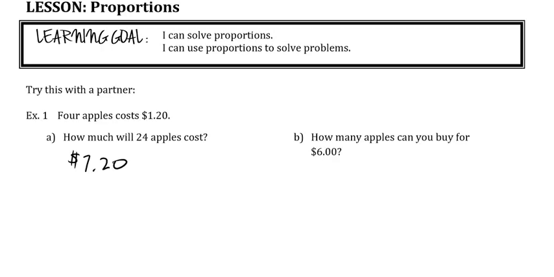A lot of people did it like this. They did $1.20 divided by 4. What does that give? What does that give you? 0.30, which is 30 cents. Very good. Yeah, nice. $0.30 is 30 cents.